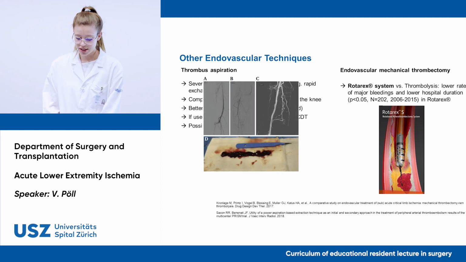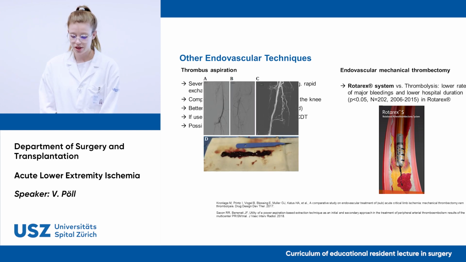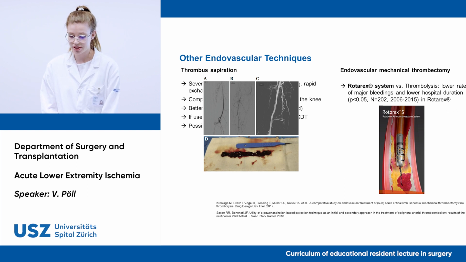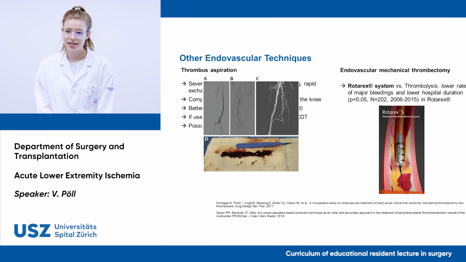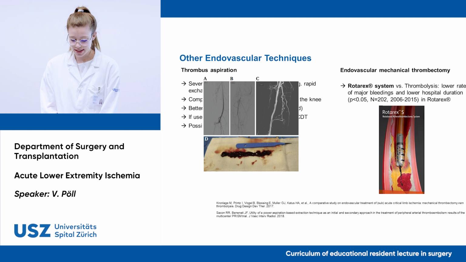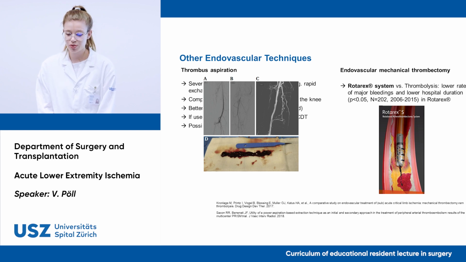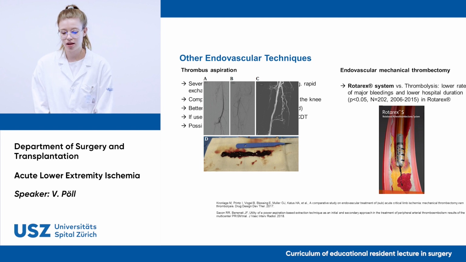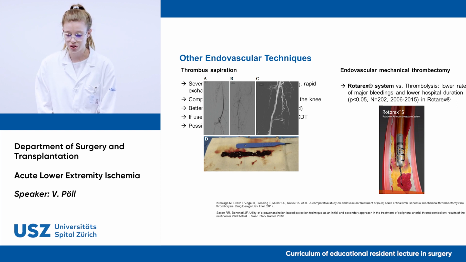So a study at the University of Heidelberg of 2017 showed that the Rotarex system, which is an endovascular mechanical thrombectomy system, represents a safe alternative to thrombolysis with a significantly reduced rate of major bleedings and a lower overall hospital duration.